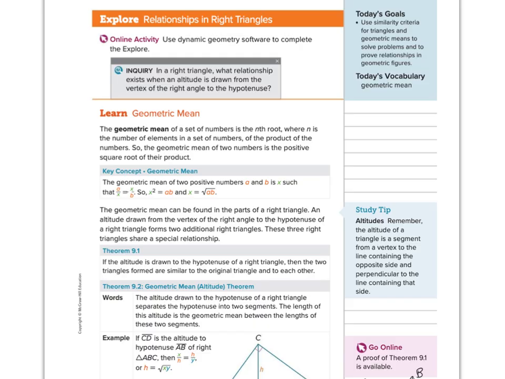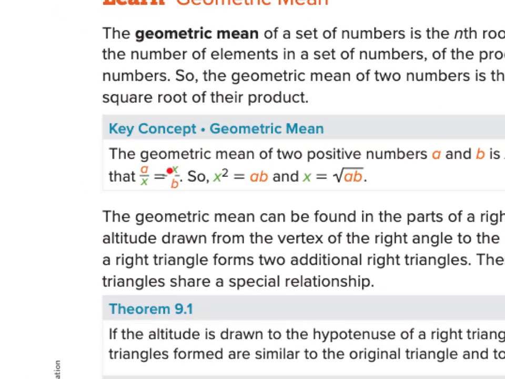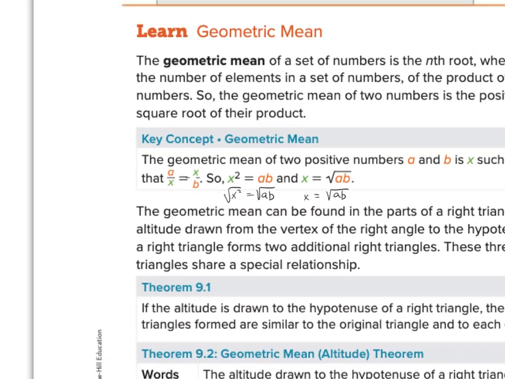Okay, the geometric mean of two positive numbers is x, such that a over x is equal to x over b, and x is my geometric mean. So think about when you cross multiply this. Let me zoom in, there's no reason not to. When I do cross multiplication, I end up getting x squared is equal to ab. And then, of course, to get x by itself, you take the square root of both sides. So therefore, x is simply equal to the square root of ab. That's just the cross product property.